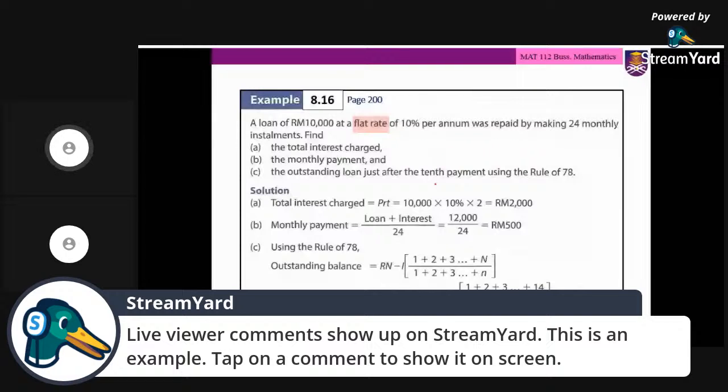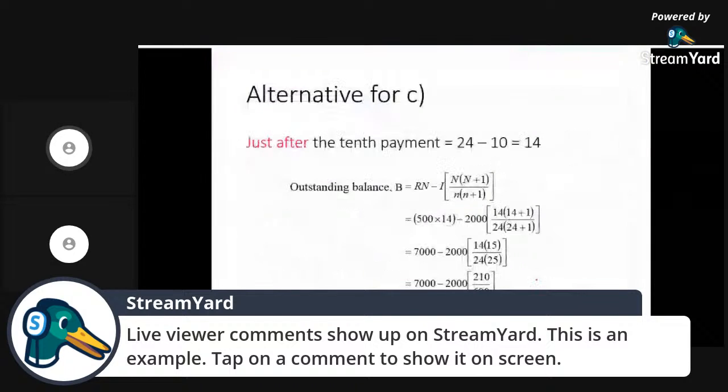So here R is the installment amount, and B is the balance. After the 10 payments, how many payments are left? 24 minus 10, which is 14. Minus I, we have 2000, times 14 plus 1 divided by small n. Small n is the total number of payments. So you substitute, then you get this answer: 6,300.